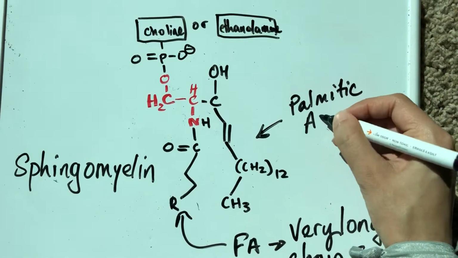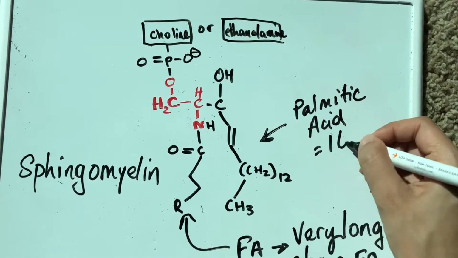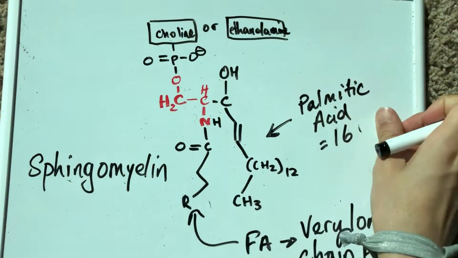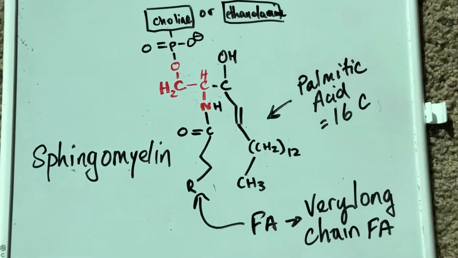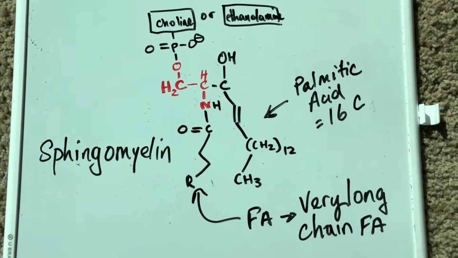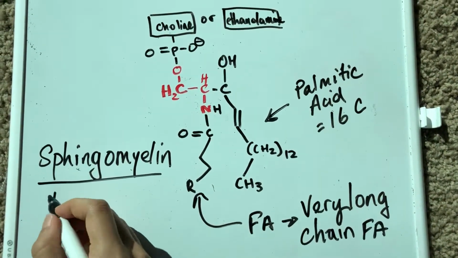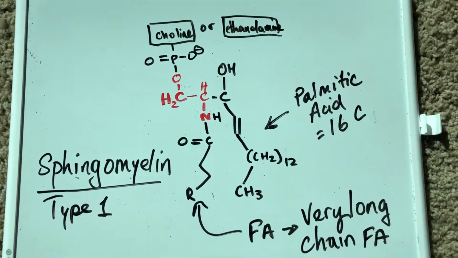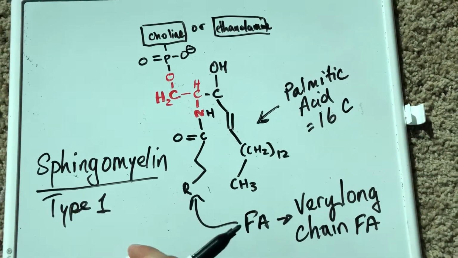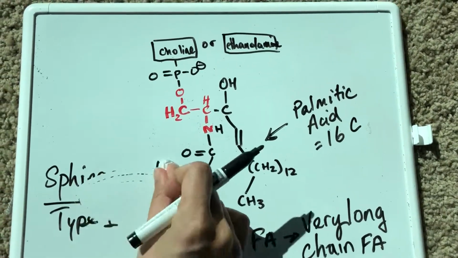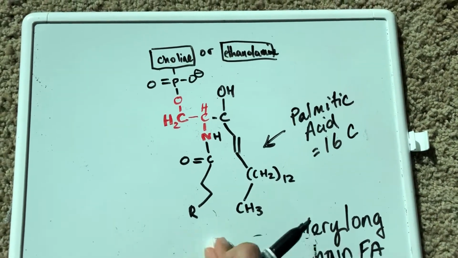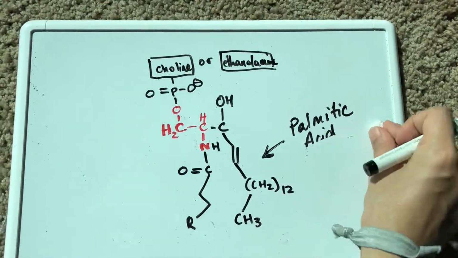Palmitic acid, which is a 16-carbon chain. So like I said, this is one type, so type 1. So that's one type of sphingolipid called sphingomyelin. A second type is derived from ceramide, as I drew earlier.